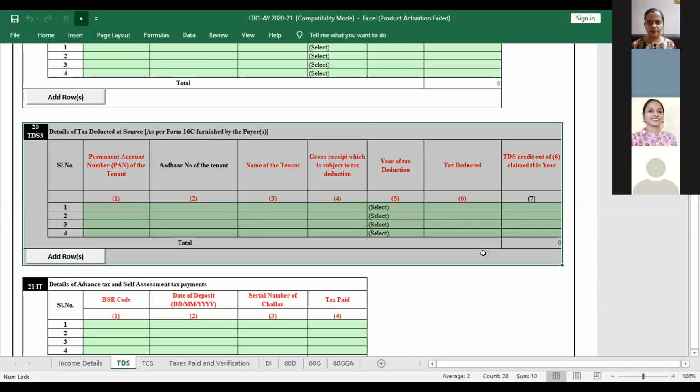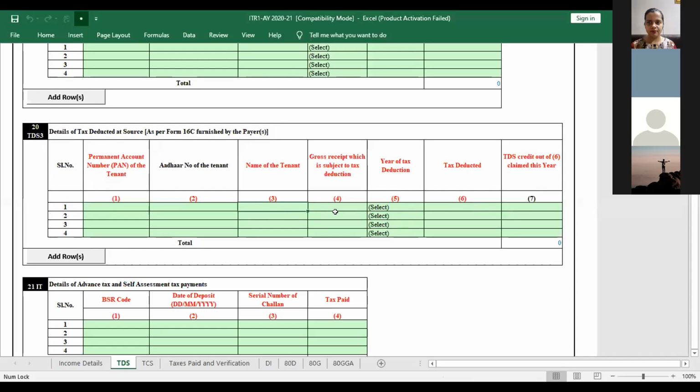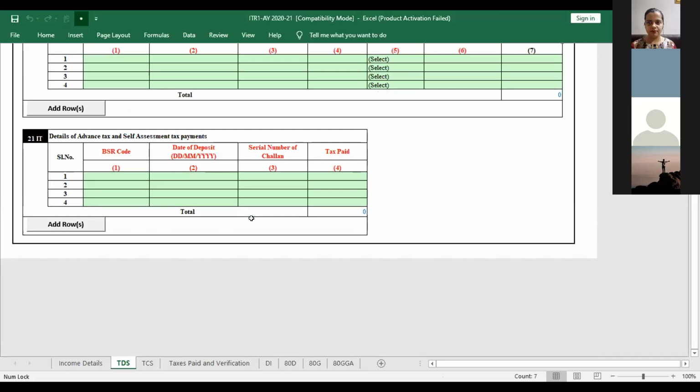Form 16 will be given by the employer. Form 16A will be given by your banker where you have income from other sources. Form 16C will be given by your tenant. You have a house which you have given on rent, you are receiving rent, so your tenant will give you this certificate. All the details you have to mention: PAN number, tenant name, gross amount, tax deducted, everything. As Komal ma'am has explained, all the red fields are mandatory. Unless you disclose all of them, it will not accept.